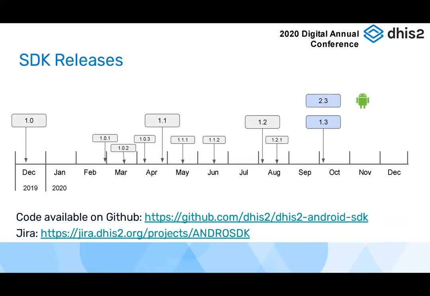But it is the SDK that makes it possible to be compatible with the 2.35 DHIS2 version, which is also coming up in early October. We see in this chart that the SDK and the Android application are aligned, but this doesn't mean that this will always be the case. Obviously, they're going to be aligned, but these are different products, so we may have different releases when there is, for example, no Android application release. But certainly you can expect the newest Android SDK version coming up in early October. You have here the link to the code that is available on GitHub as well as the Jira.